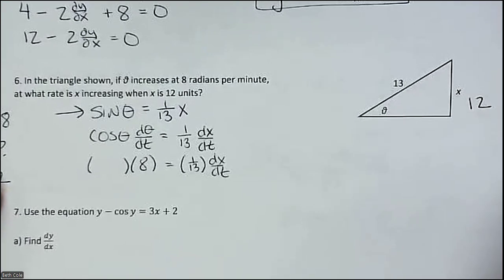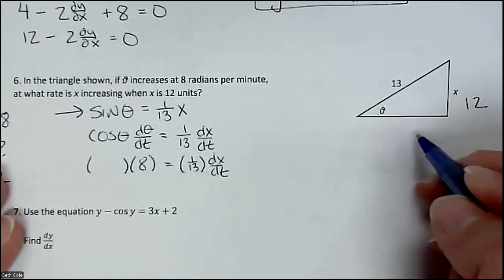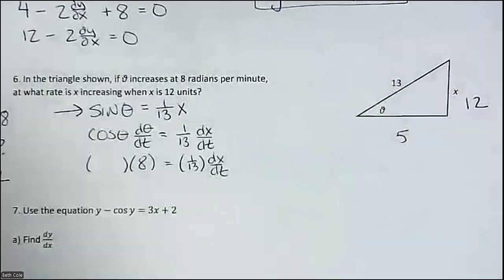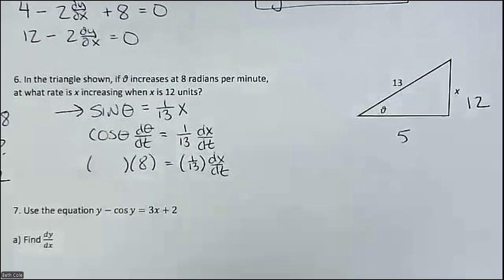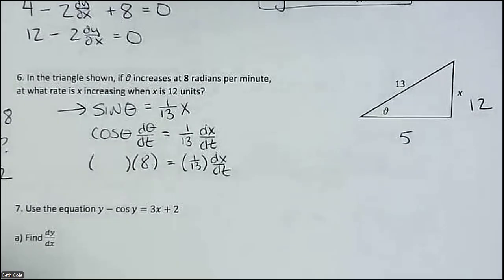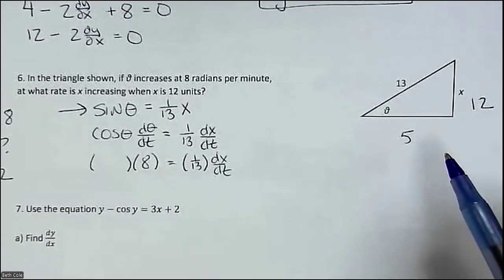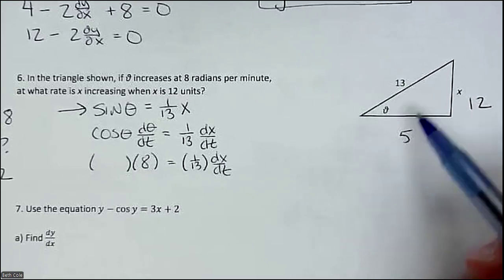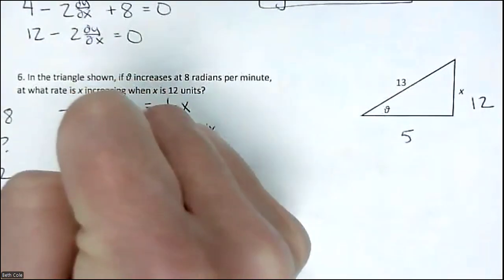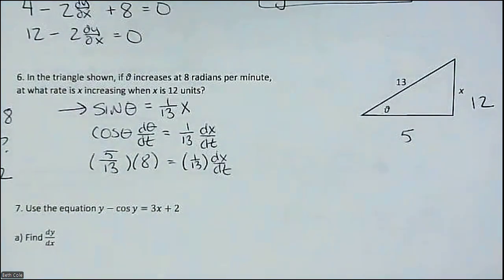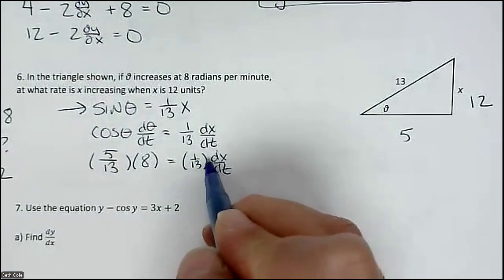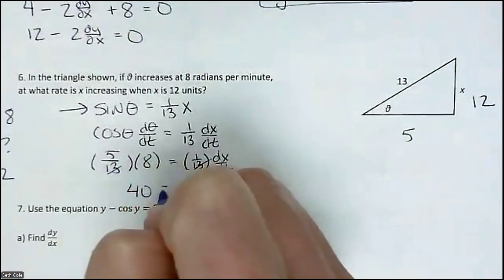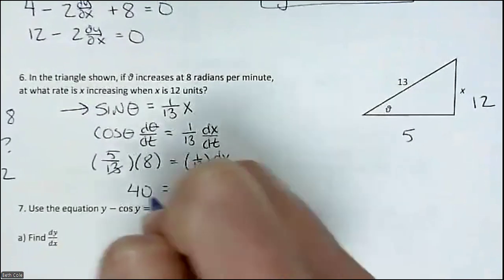It's one of the locker combination ones. What is the other side going to be if this is 13 and that's 12? It's 5. It's 5, 12, 13. So cosine is what over what in your SOHCAHTOA? No. Adjacent over hypotenuse, which would be 5 over 13. The 13s are going to cancel. 8 times 5 is 40. So your answer is 40.